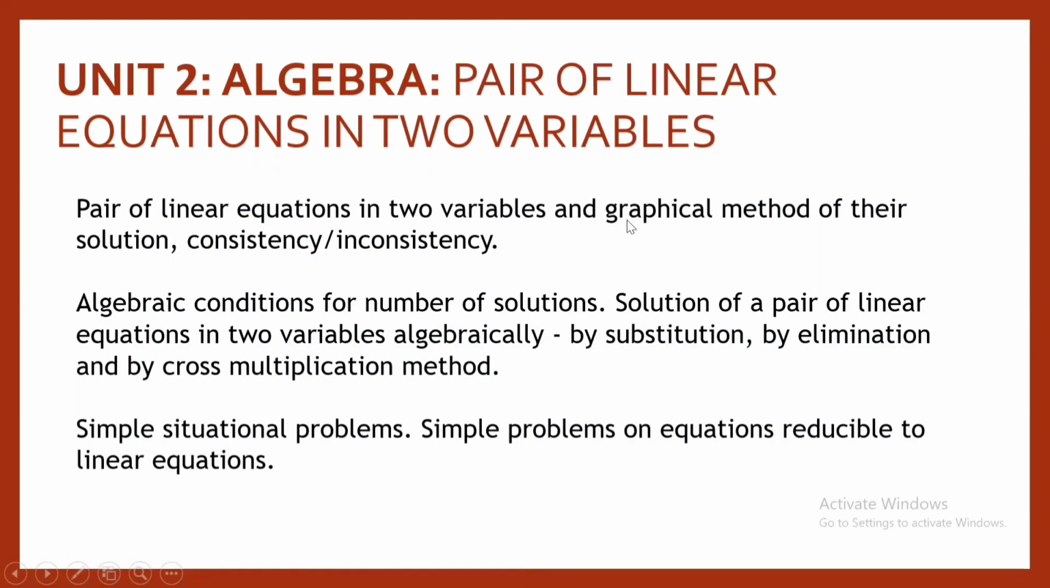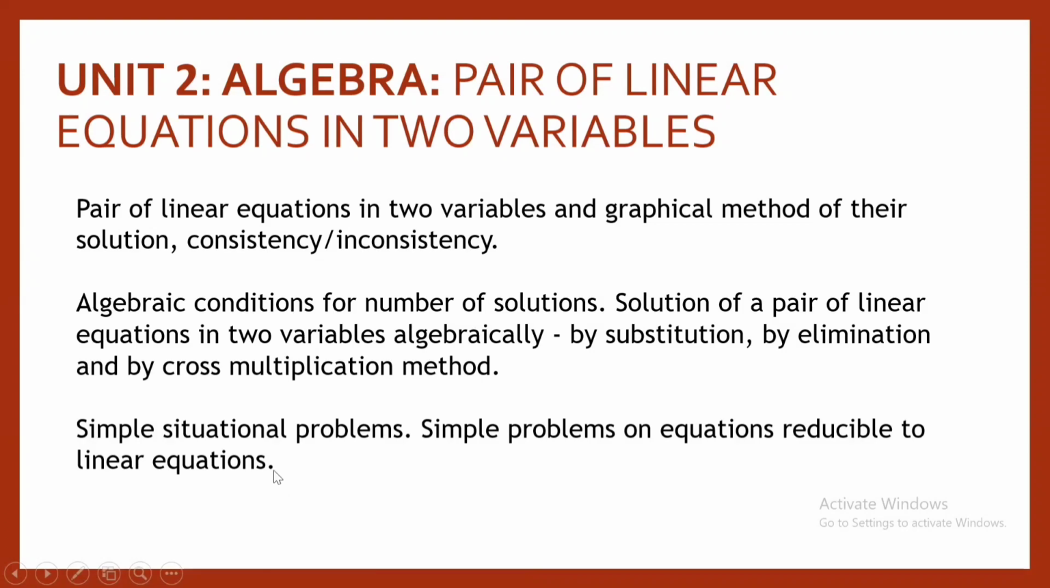Let us come to the second chapter of the unit Algebra. Now, this was a long chapter. It has 6 exercises in the NCERT book, followed by an optional exercise. The pair of linear equations in 2 variables and graphical method of solution, consistency, inconsistency. Algebraic conditions for number of solutions, solution of a pair of linear equations in 2 variables algebraically, by substitution, by elimination, and by cross multiplication method. Simple situation problems, simple problems on equations reducible to linear equations.